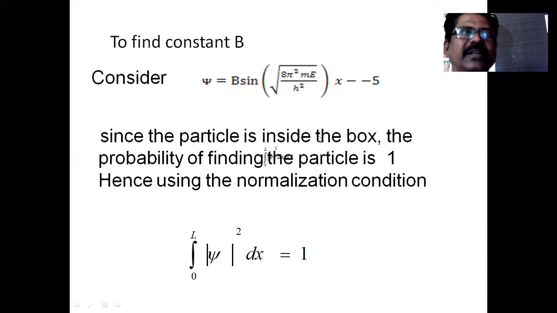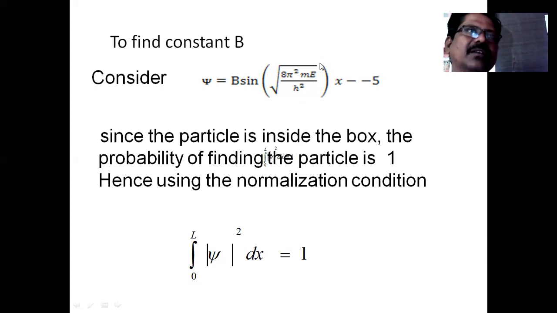When the particle is inside the box, the probability of finding the particle is 1, that is, unity. So by using the normalization condition, we integrate over the entire space. Only a one-dimensional box is there, so the integration is taken from 0 to L of the square of the magnitude of the wave function, |psi|^2 dx, equal to 1.